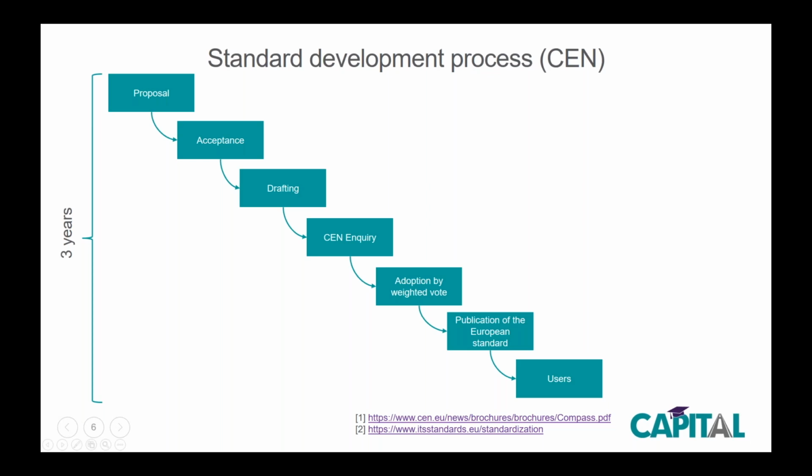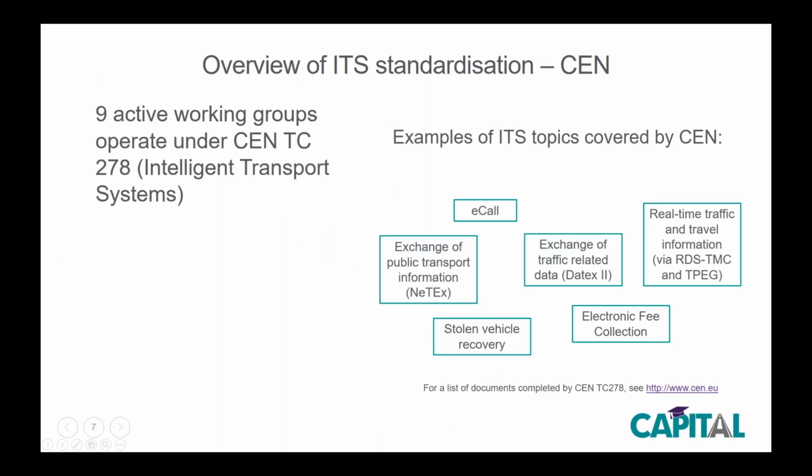So it takes some time. On this slide, you can see some examples of ITS topics that have been covered by CEN standardization. At the moment, CEN has a technical committee for intelligent transport systems, TC 278, and at the moment there are 9 active working groups working under TC 278 and some working groups in dormant state.